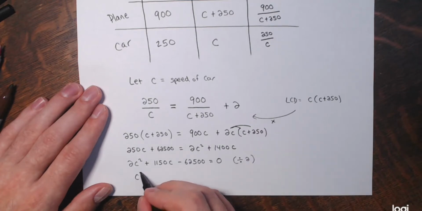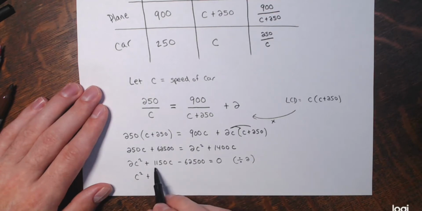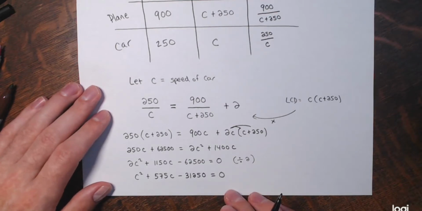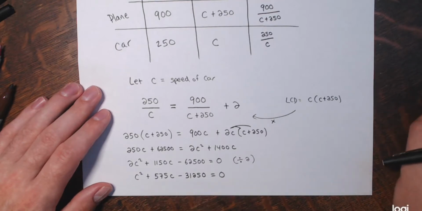That gives me C squared plus 575C minus 31,250. Okay. And now I'm going to try to think about how to factor this, and I'll get back when I figure that out.